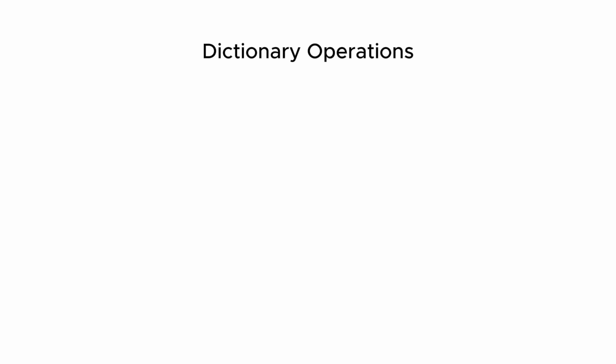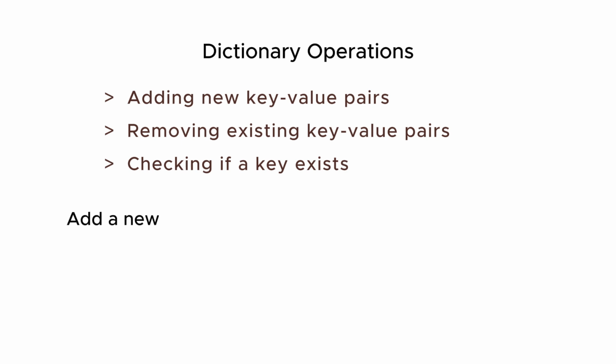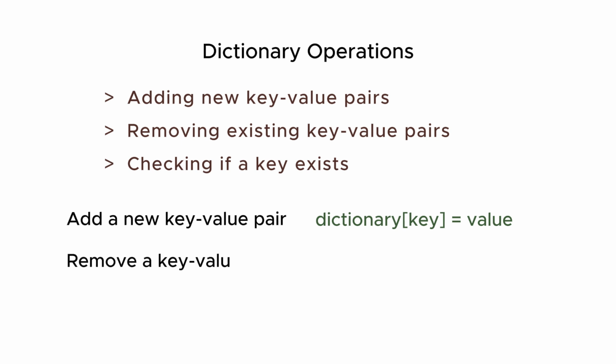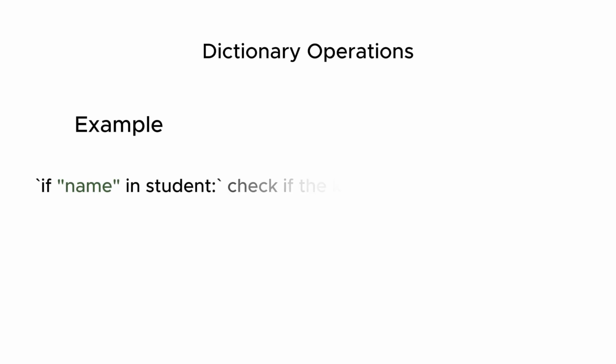Dictionary operations. Dictionaries support various operations such as adding new key-value pairs, removing existing key-value pairs, and checking if a key exists in the dictionary. To add a new key-value pair, we can use dictionary[key] = value. To remove a key-value pair, we can use del dictionary[key]. To check if a key exists, we can use the in keyword. For example, if 'name' in student would check if the key name exists in the student dictionary.